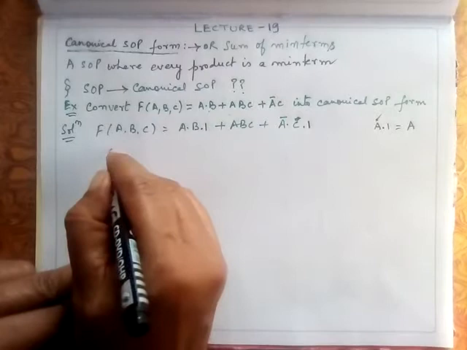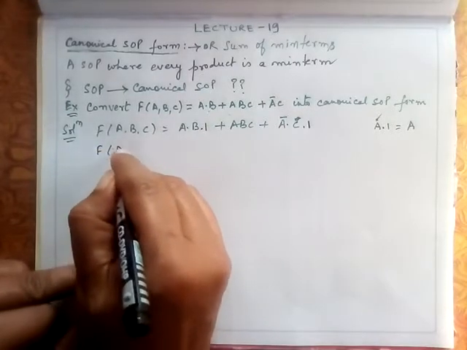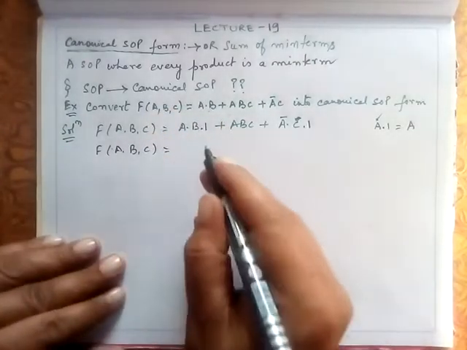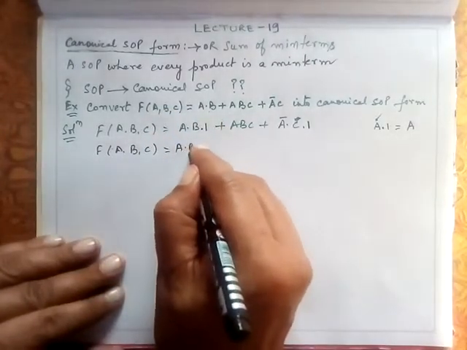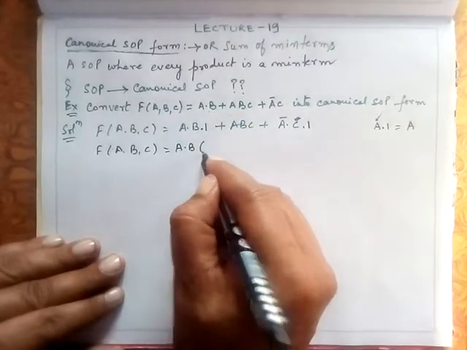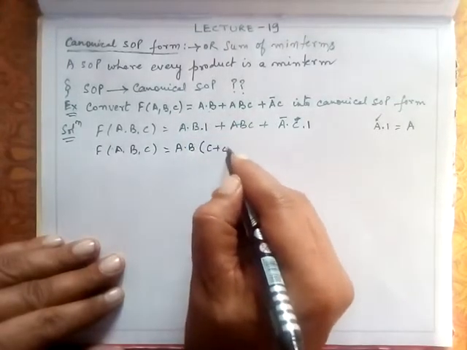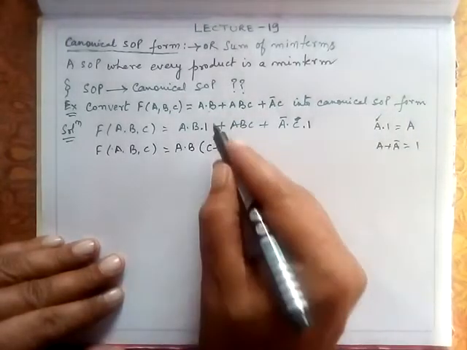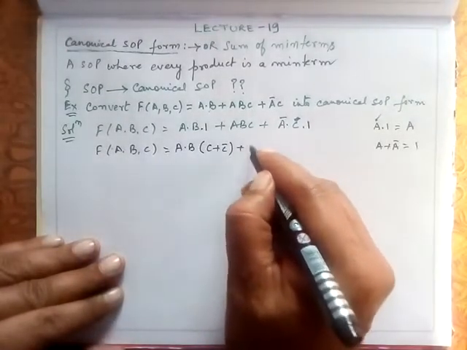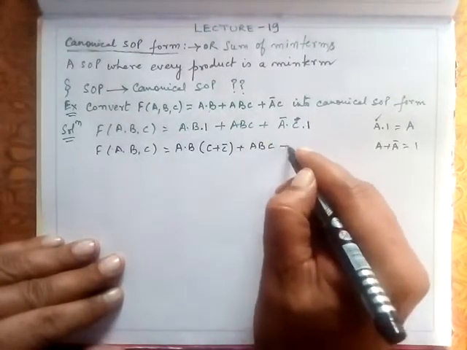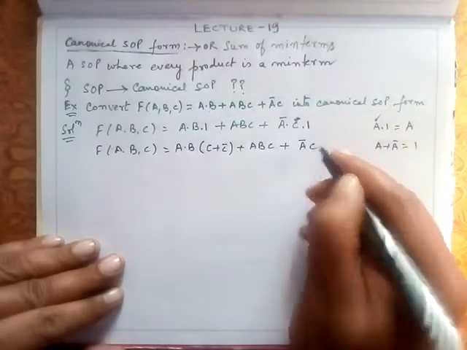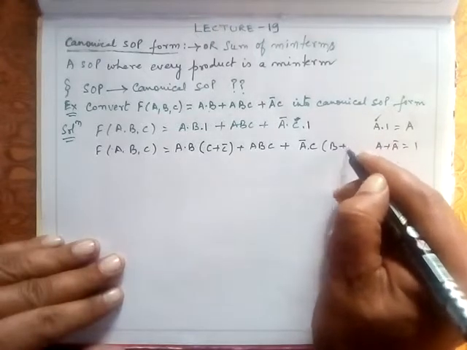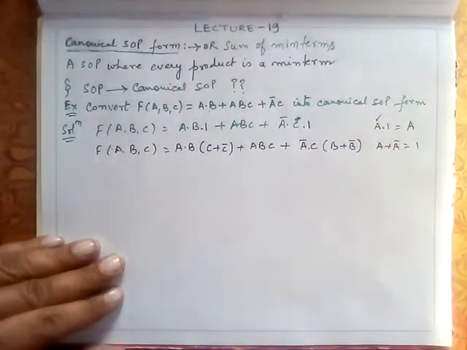Now see what I do after this. This F(A, B, C) is equal to A dot B. What is missing here? C is missing. So I write this one as C plus C bar, the reason being that A plus A bar is equal to 1. So this one I write as C plus C bar. ABC is already a min term, no need to touch it. Plus A bar dot C. What is missing? B is missing. So I write this one as B plus B bar. I hope this is clear to you.